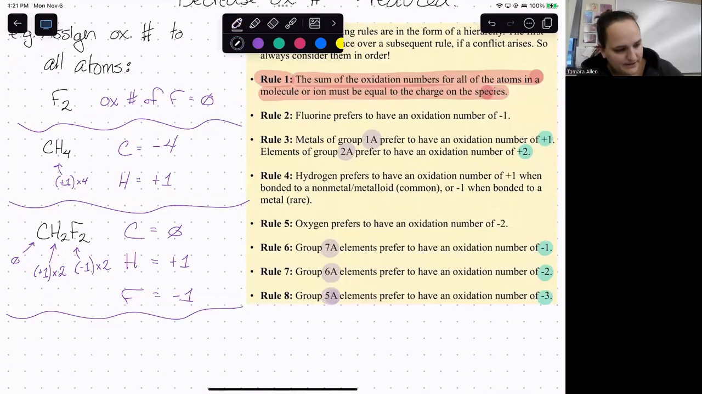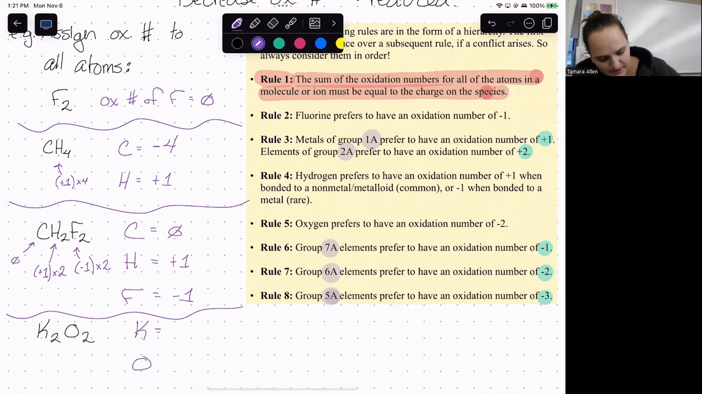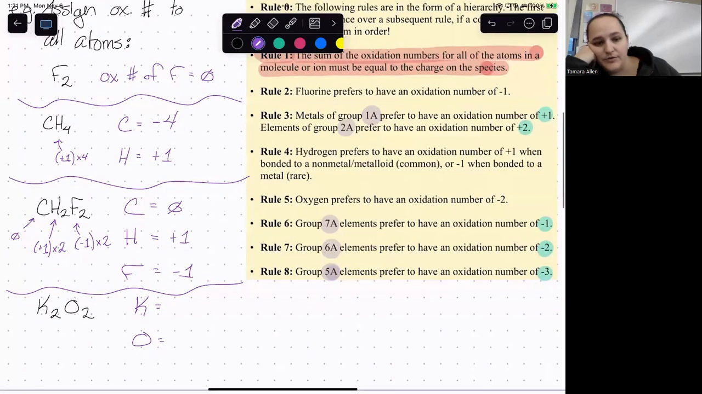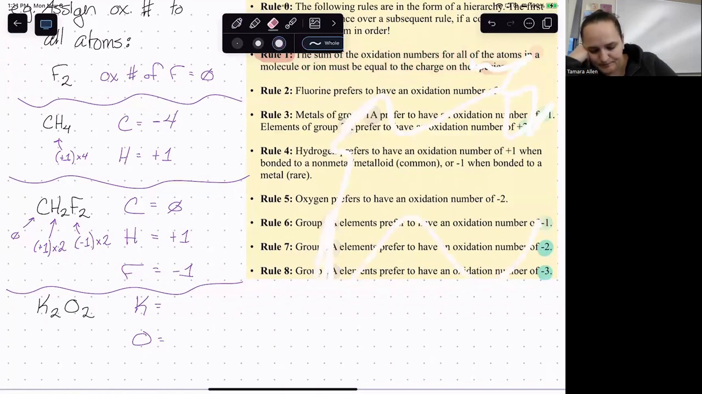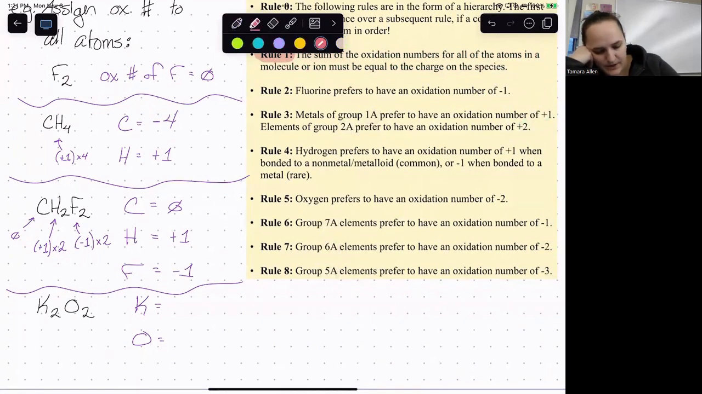And last but not least, let's look at one where the hierarchy aspect of this really starts to matter, because things will not always get their preferred oxidation state. So let me erase some extraneous stuff here. We have potassium, which is a group 1A metal and prefers to have an oxidation state of +1, apologies. And then we have oxygen, which prefers an oxidation state of -2.